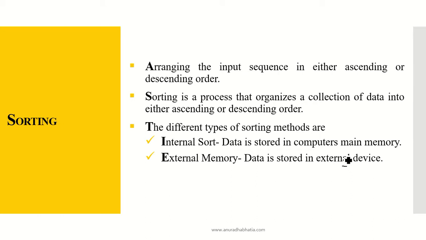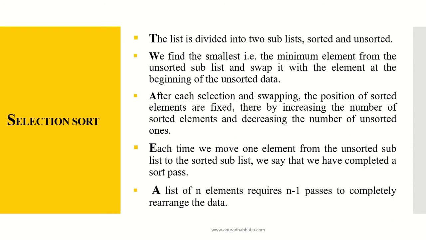Usually, all the simple sorting techniques, that is bubble sort, selection sort, quick sort, and merge sort, are examples of internal sorting. Hashing is an example of external memory, where the data is stored on an external device. Now, what is a selection sort?